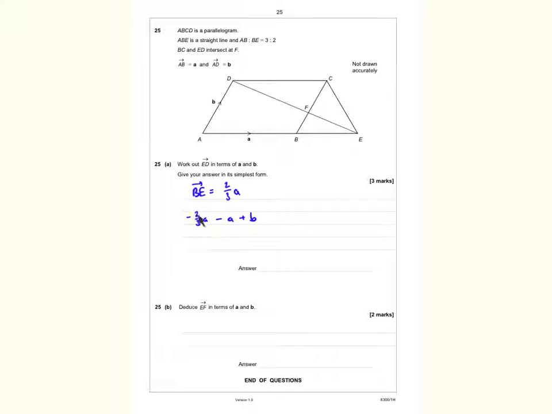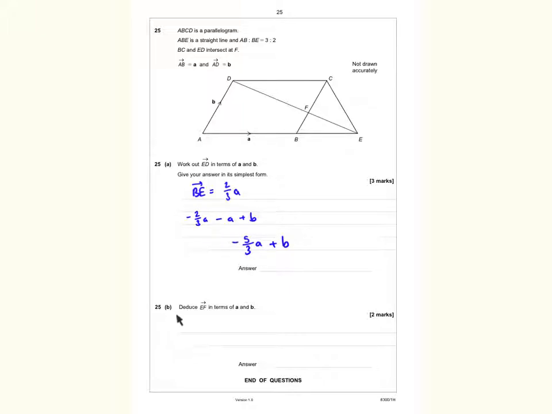So if I'm taking away 2/3 a, then I take away a full a. Now the full a with the common denominator of 3 would be 3/3 a. So take away 2/3 a, take away another 3/3 a, that's taking away 5/3 a. So it's negative 5/3 a plus b. And that will be a third mark there.